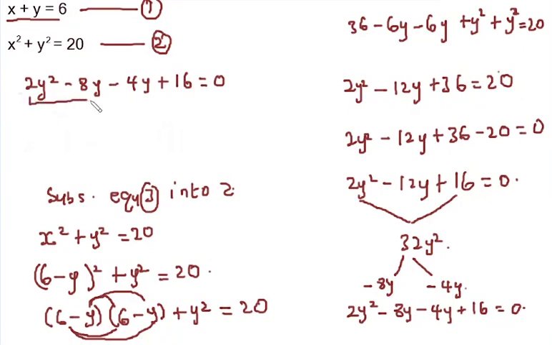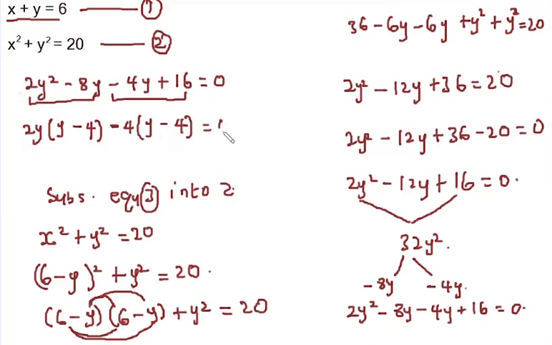So I'm factorizing this in batches of 2. The common factor between 2y squared and 8y is 2y, open bracket. Factorizing 2y from 2y squared, I have y. Factorizing 2y from 8y, I have minus 4. So the common factor between these two is minus 4. If I factorize minus 4 from minus 4y, I have y. Factorizing minus 4 from 16, I have minus 4. This is equal to 0.